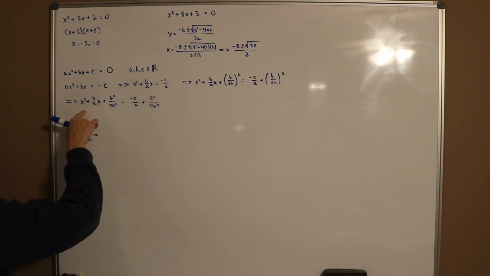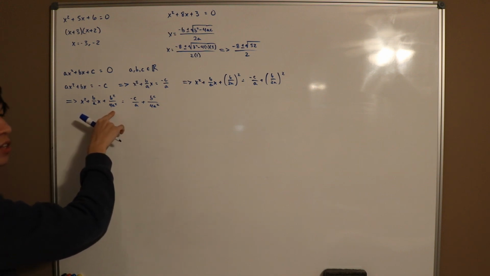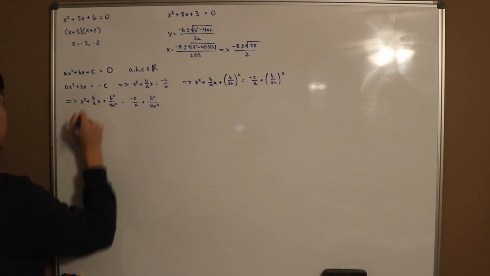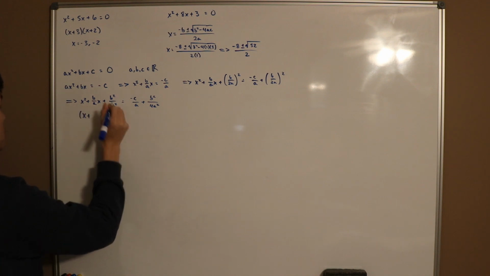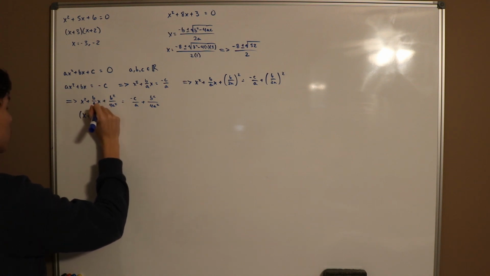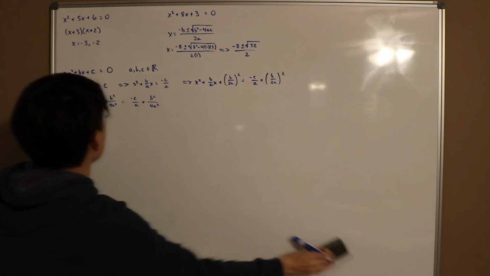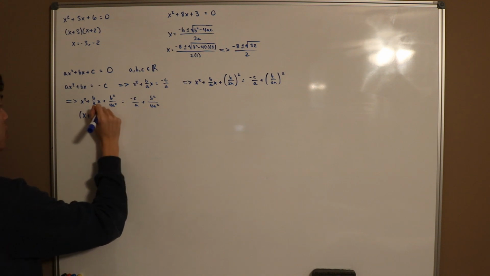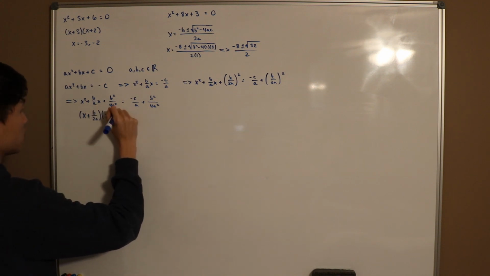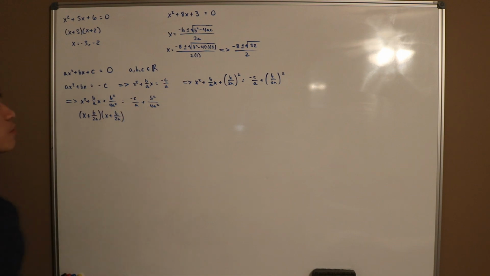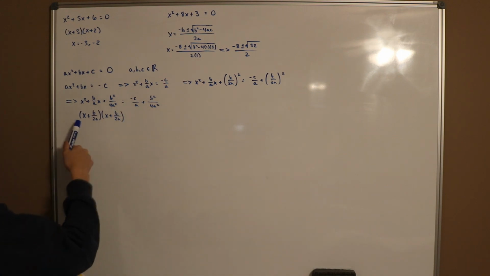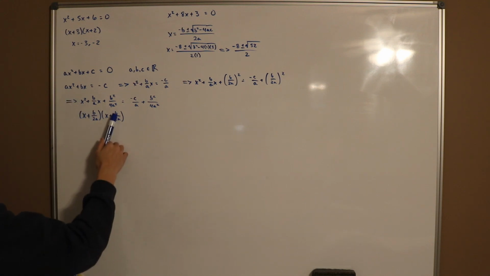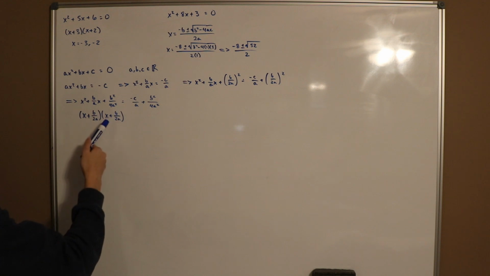And if you take a look closely, this can actually be factored into binomial factors. So we have x plus b over 2a, and then multiply again by x plus b over 2a. If you want to verify this, we just use the FOIL method: x times x is x squared, x times b over 2a is b times x divided by 2a. Over here, same thing, b over 2a.